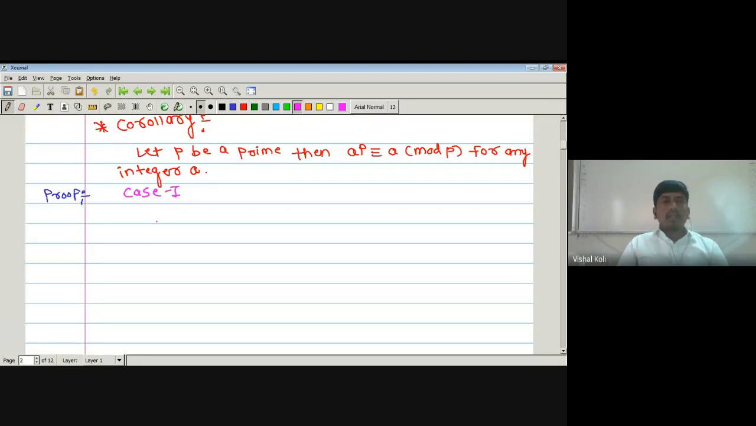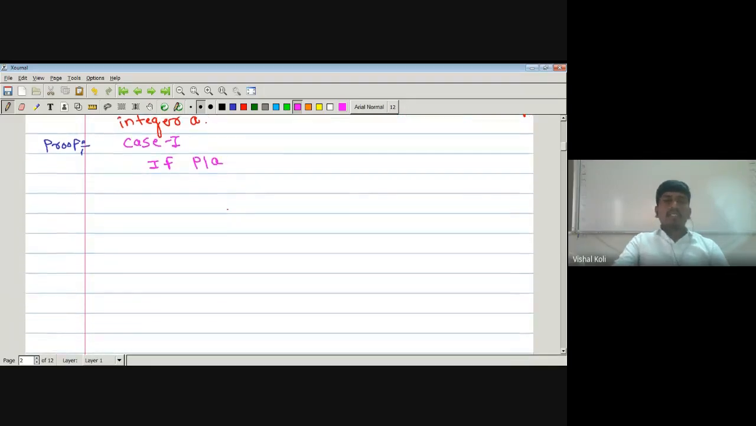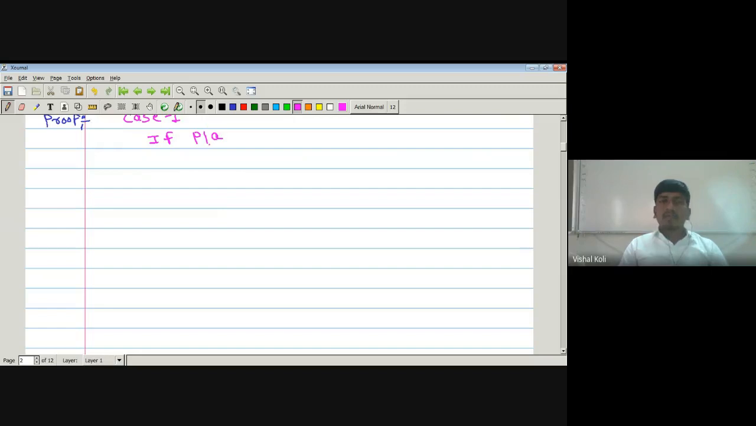If p divides a, then a must be a multiple of p, which implies a is congruent to 0 modulo p. Since p divides a, the remainder will be 0. Okay, that is, this one is nothing but 0.